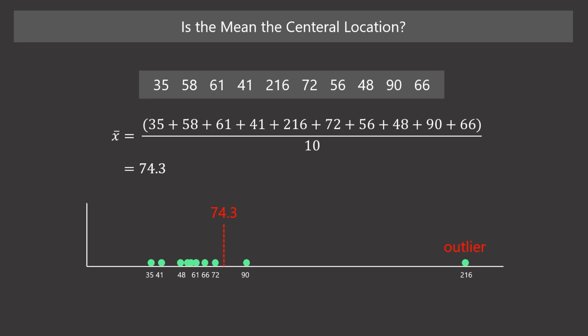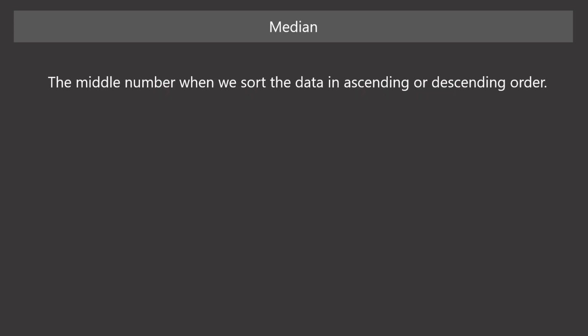This problem is caused by the existence of an extreme value in the dataset. In this case, the value of 216 significantly raises the mean value. Such an extreme number is called an outlier. In such a case, we can use the median to represent the center of the data. The median is the middle number when we sort the data in ascending or descending order.